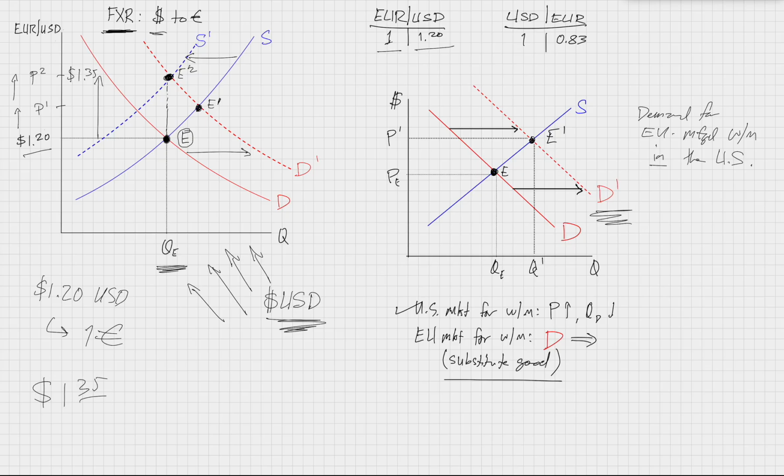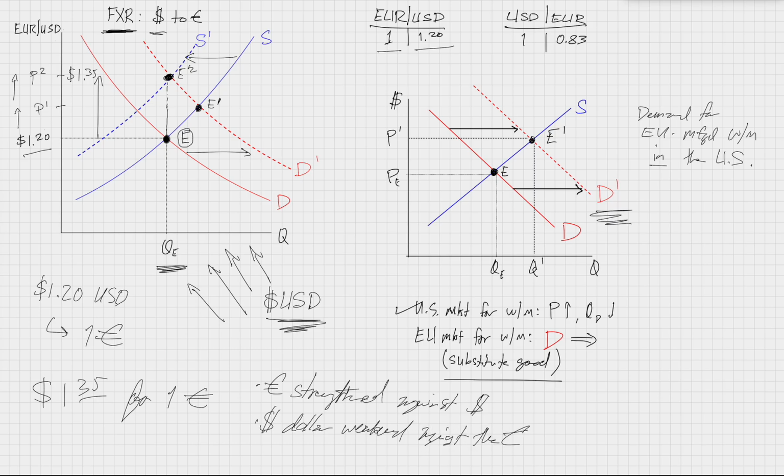So for €1. Another way you can say this is that the euro strengthened against the dollar, or the dollar was weakened against the euro.